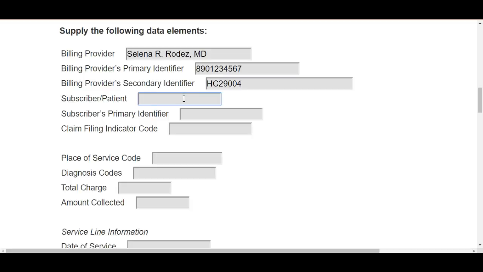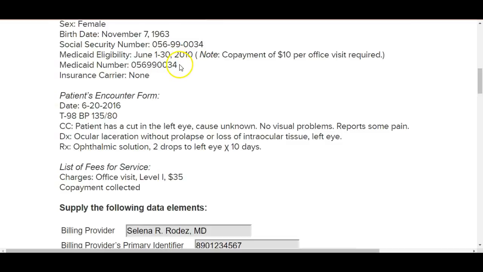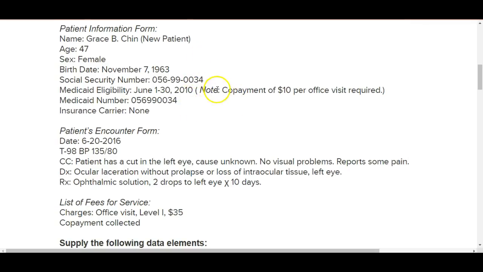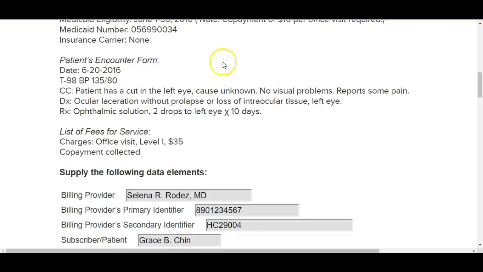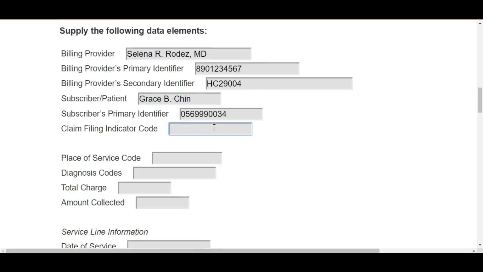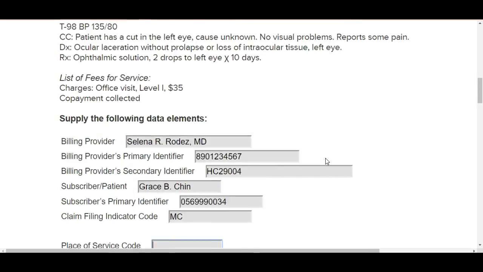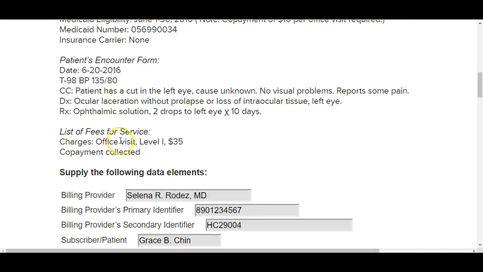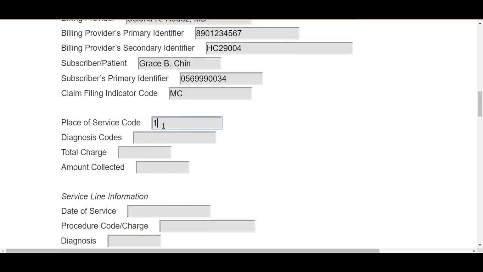The subscriber or patient is going to be Grace B. Chen. Primary identifier of the subscriber is 0569 990034. Is that right? I wrote this down so I would not have to keep scrolling back and forth because I imagine that probably drives you crazy. 05690034. Okay. The claim filing indicator code is going to be MC for Medicare. That needs to be capital. And then the place of service code will be 11 because this is in the office. So the place of service code will be 11.